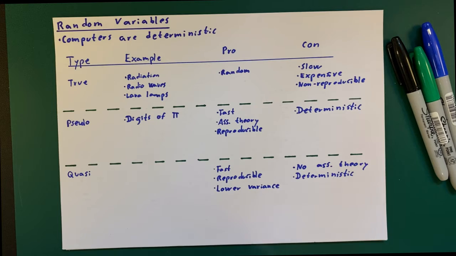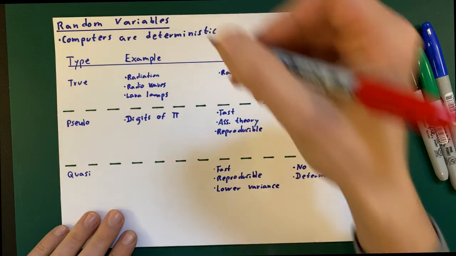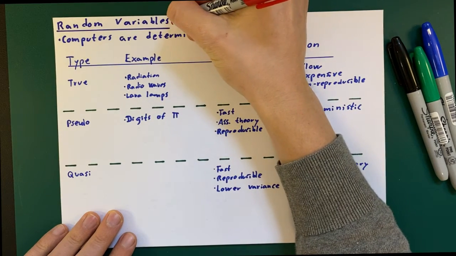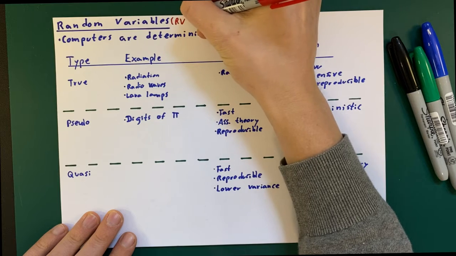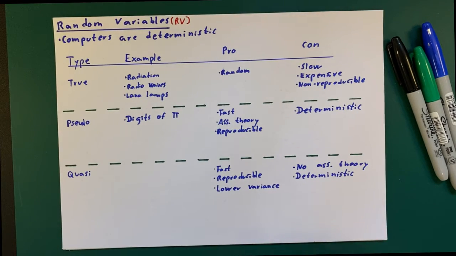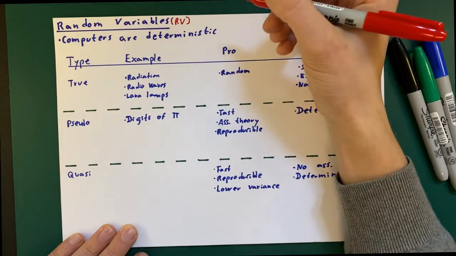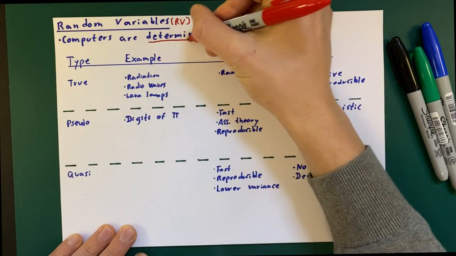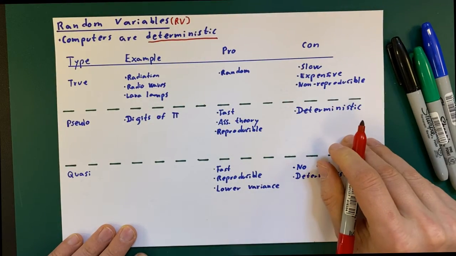So in this first video we'll be talking about random variables, which I'll probably abbreviate in future videos as just RV. Specifically, we'll talk about how we're going to make computers make random numbers for us. And that's kind of a lie, right? Because computers are inherently deterministic. They can only do exactly what we tell them to do.